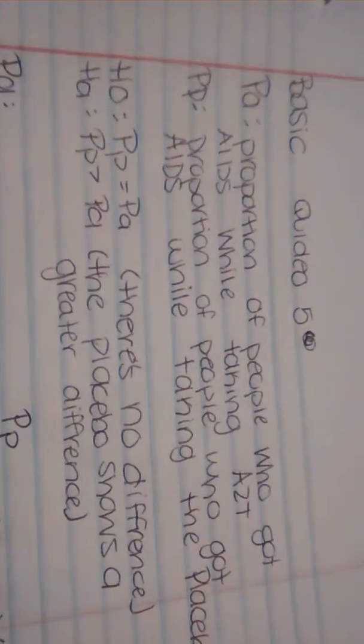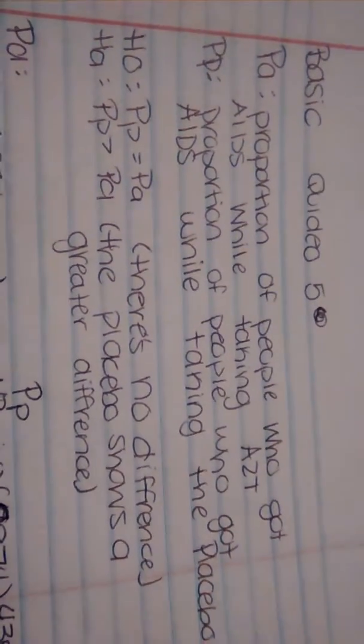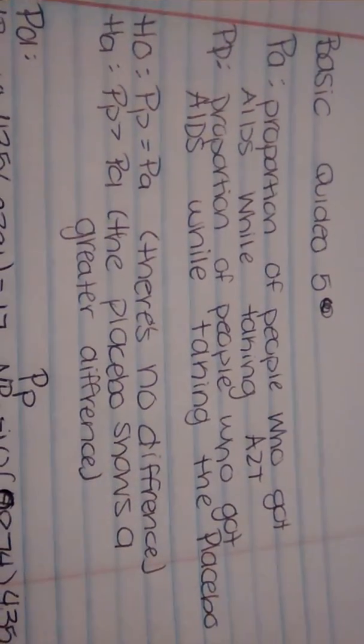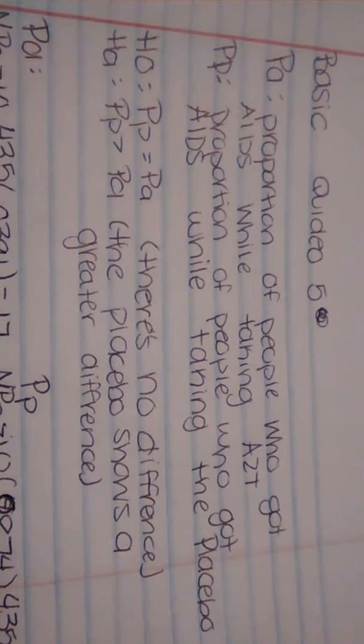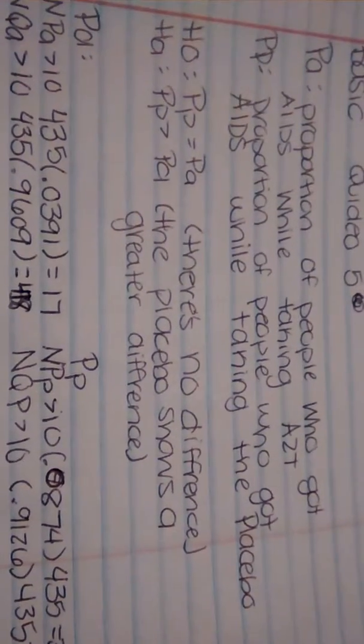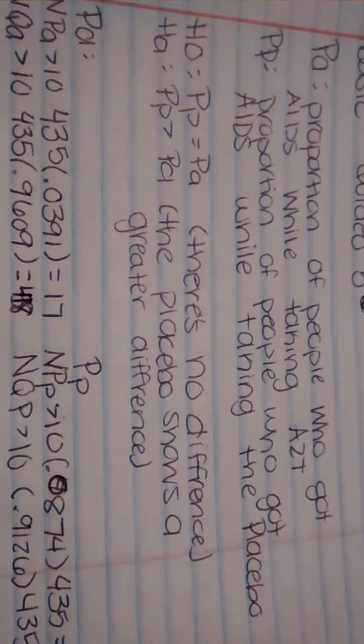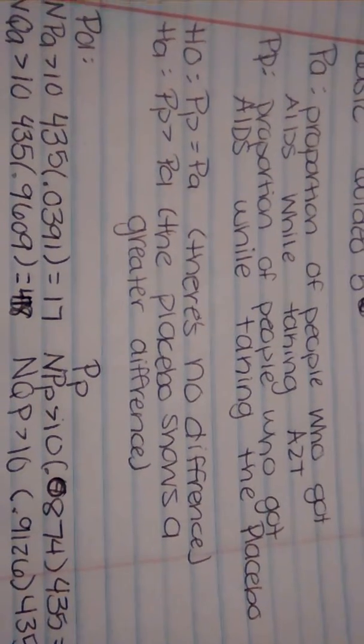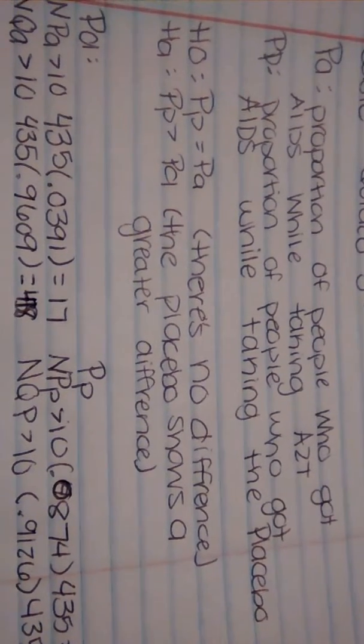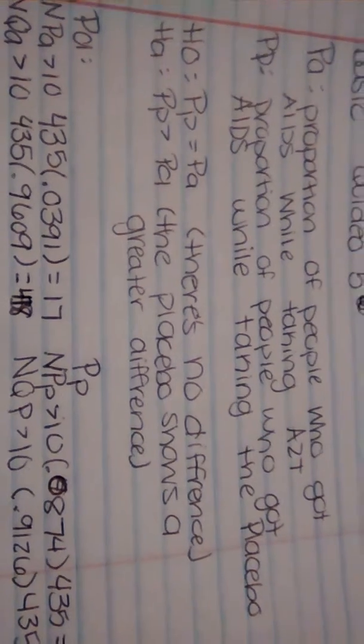Explain what this means. So the P sub A is the proportion of people who got AIDS while taking ACT, and the P sub P is the proportion of people who got AIDS while taking the placebo. So our H0 is P sub P equals P sub A, which means there is no difference, and the HA is P sub P is greater than P sub A, which means the placebo shows a greater proportion.